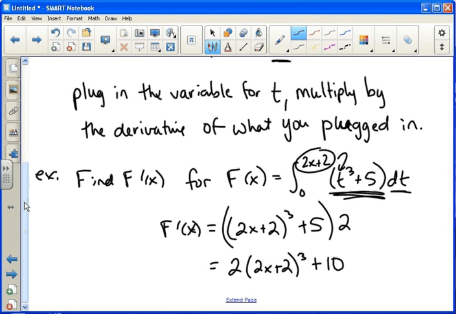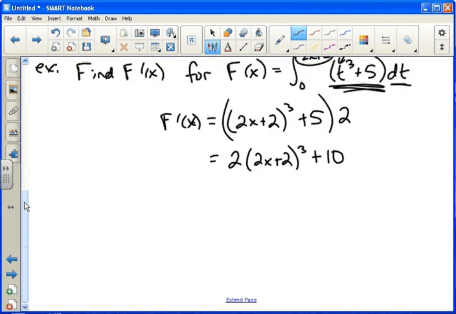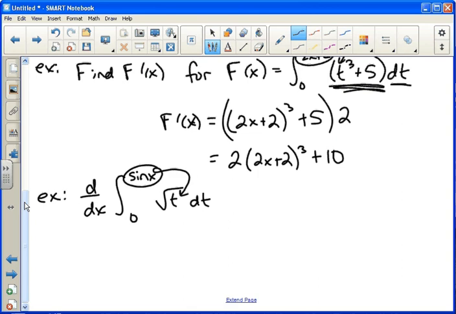Okay, one more example. Let's say they ask this, derivative of the integral of square root of t dt. So again, take what you have up here, plug it in for t, so we would get the square root of sine of x, and then multiply by the derivative of what you plugged in. So we have to multiply by cosine x. And that would be our answer.